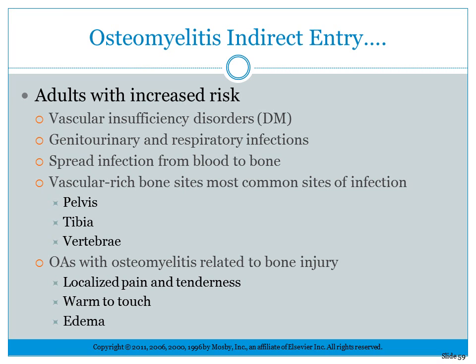Adults are also at increased risk for indirect entry of osteomyelitis if they have vascular insufficiency disorders, for example, with diabetes mellitus, or any GU or respiratory infections. These individuals are at higher risk for a primary infection to spread via the blood to the bone. The most common sites of osteomyelitis infection in the adult are the vascular rich bone sites, including the pelvis, the tibia, and the vertebrae.